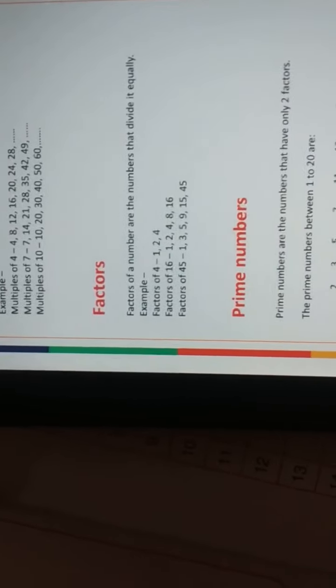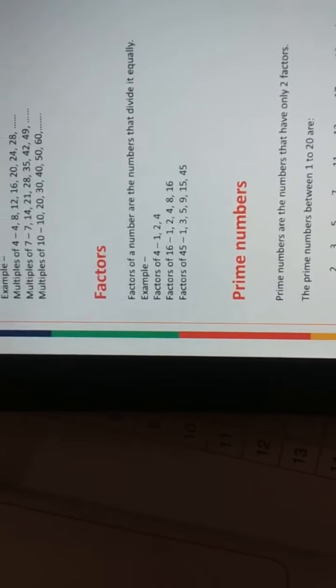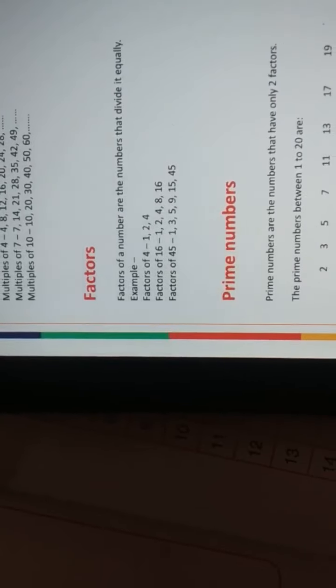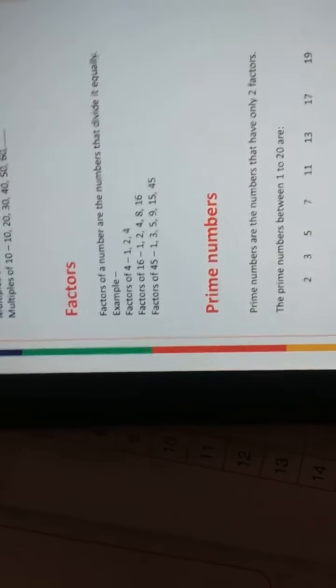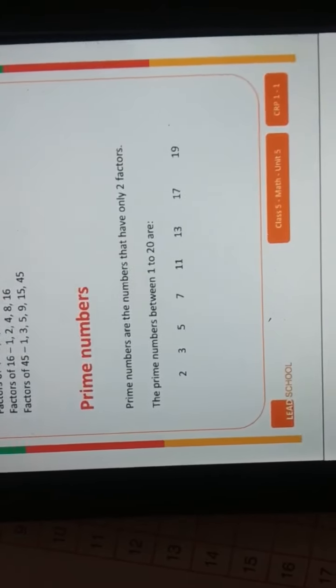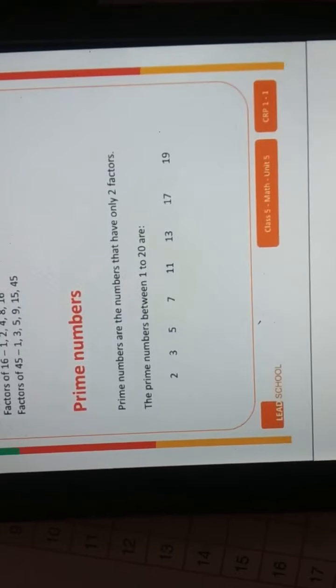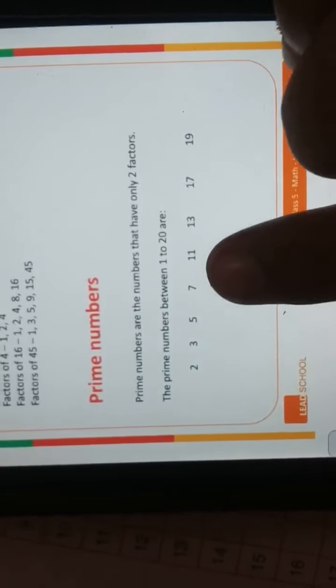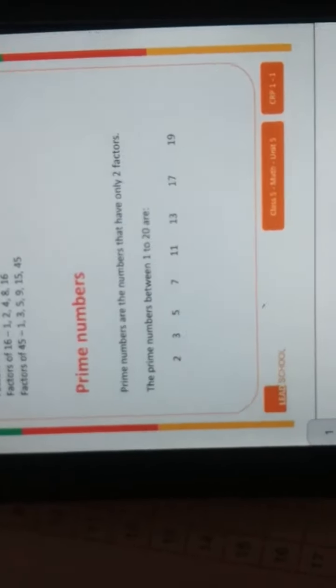Now prime numbers. What is a prime number? Prime numbers are the numbers that have only 2 factors. The prime numbers between 1 to 20 are 2, 3, 5, 7, 11, 13, 17 and 19.